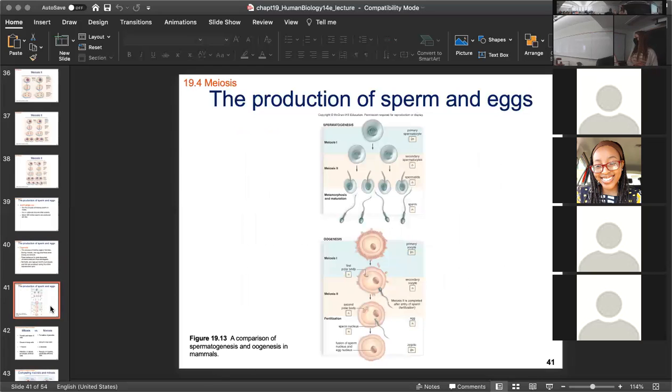Here's another little example of spermatogenesis and oogenesis, just to compare, okay? You can see the comparison, how this looks a little bit like meiosis, right? We have the 2 divisions, 1 and 2, okay? And then you see down here, meiosis 2 is completely after entry of the sperm, which is kind of interesting.